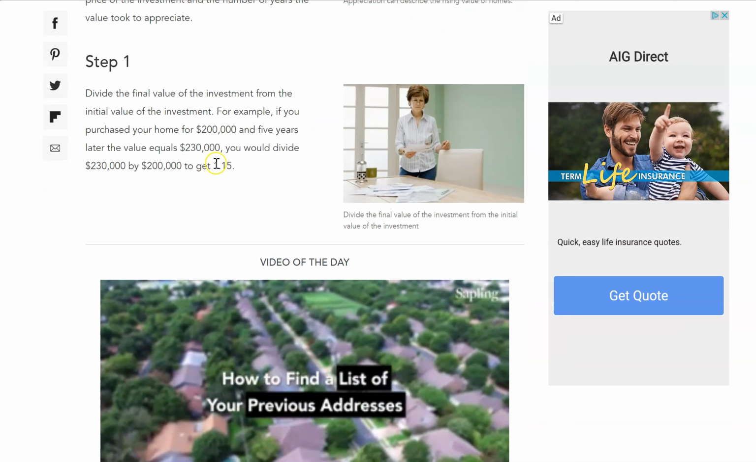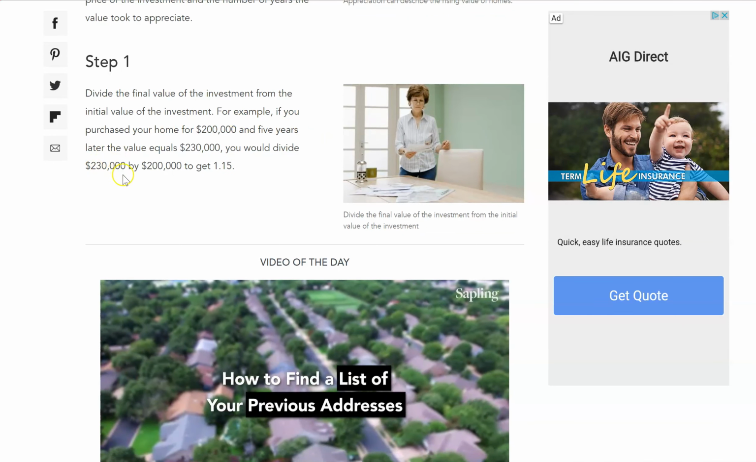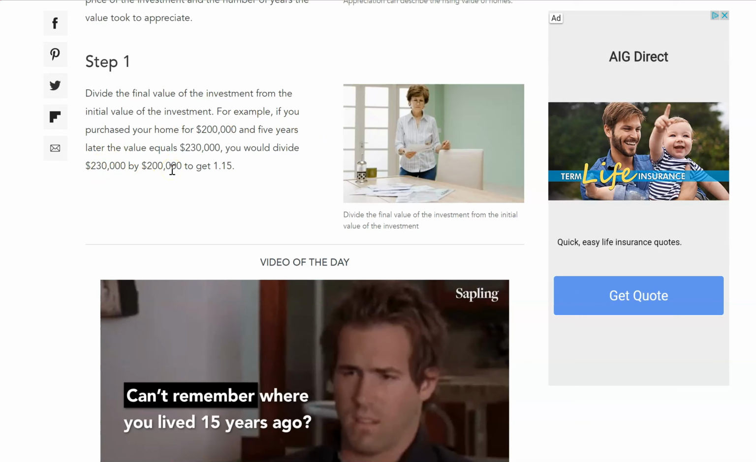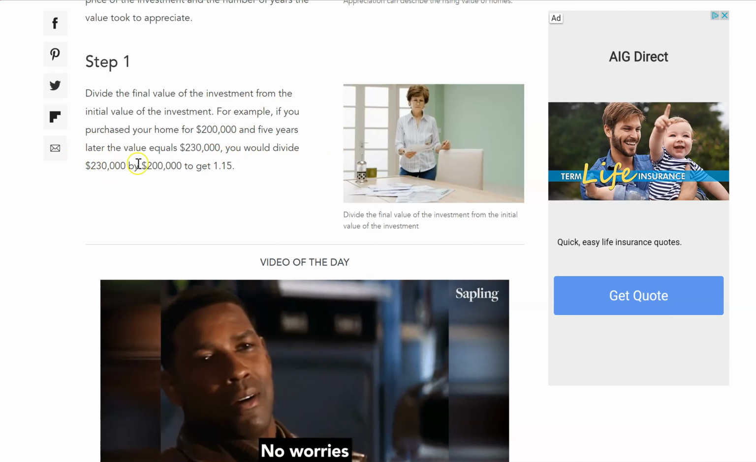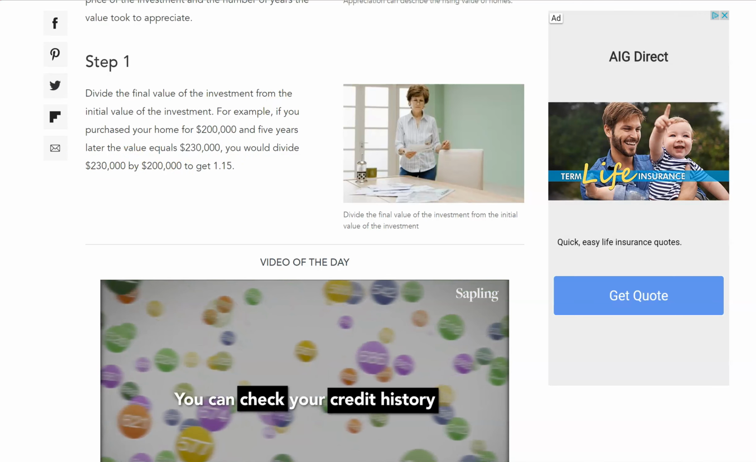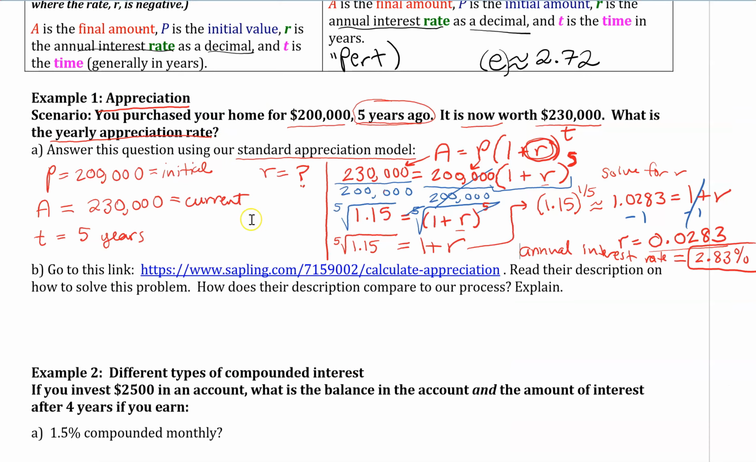So this is what they tell them to do first. They tell them to divide 230,000 by 200,000. That's right. Instead of setting up an equation, they just say, okay, well, first divide current amount by original amount. Well, let's compare that to how we began. So we began by putting this equation together, but look, the way this equation is set up for us trying to solve for R, the first thing we ended up having to do was divide 230,000 by 200,000 to figure out the percent increase that was experienced here.